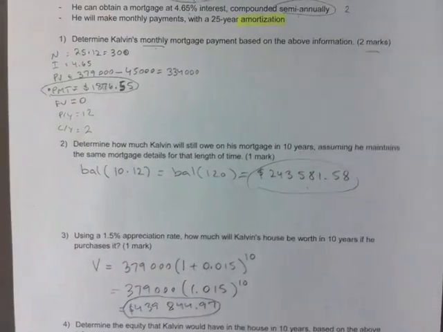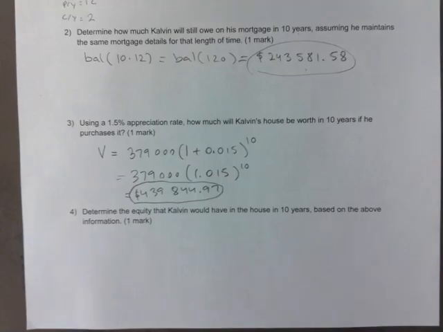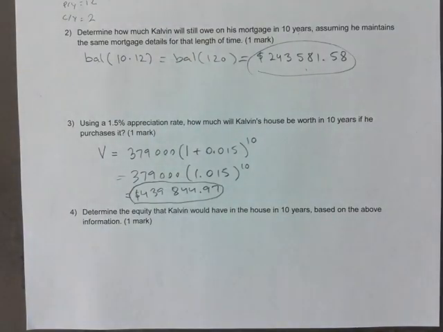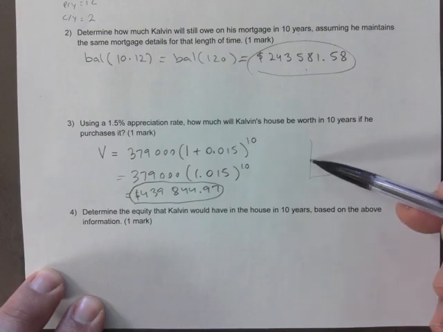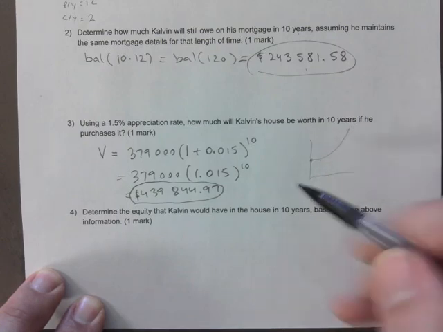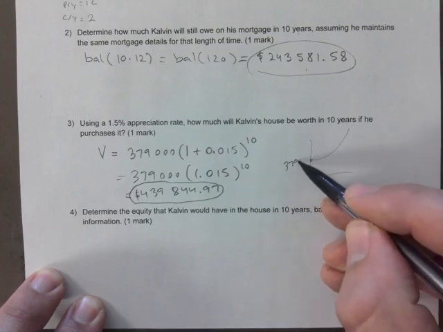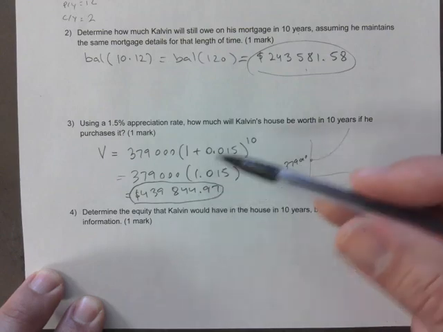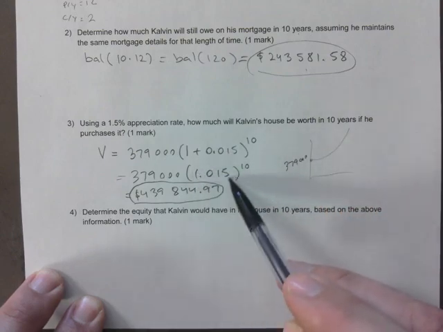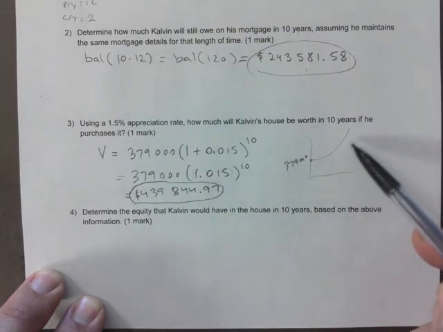Let me just bring this up a bit. 439,844. So this is exponential growth, right? Your house starts at 379 and then it goes up, right? So this technically is exactly what an exponential function looks like. And we know it's increasing because this is bigger than 1, right? Then you know it's increasing.